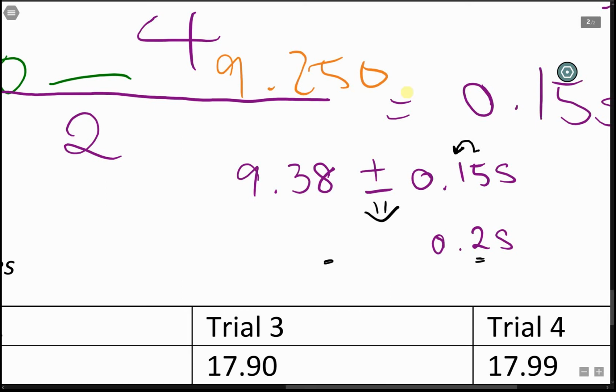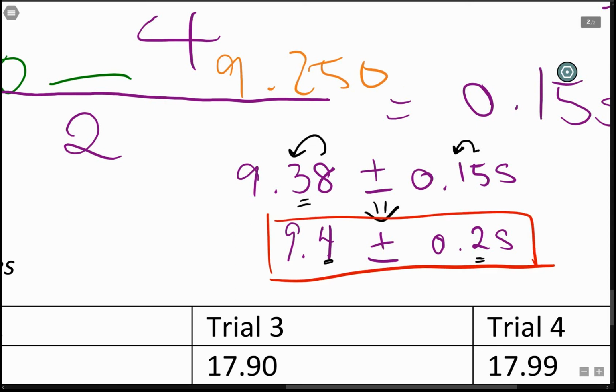So here we look at our number and we want our number to round to the 10th place, which is the 3. We're going to use the 8 and we're going to round this 3 up to 4. So this will be 9.4 plus minus 0.2 seconds. This is our final result.